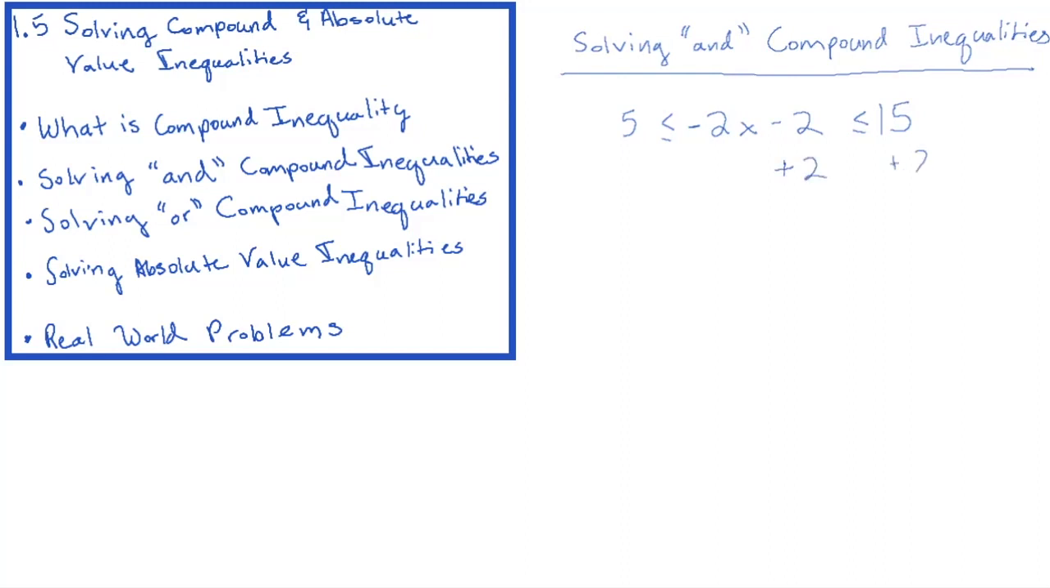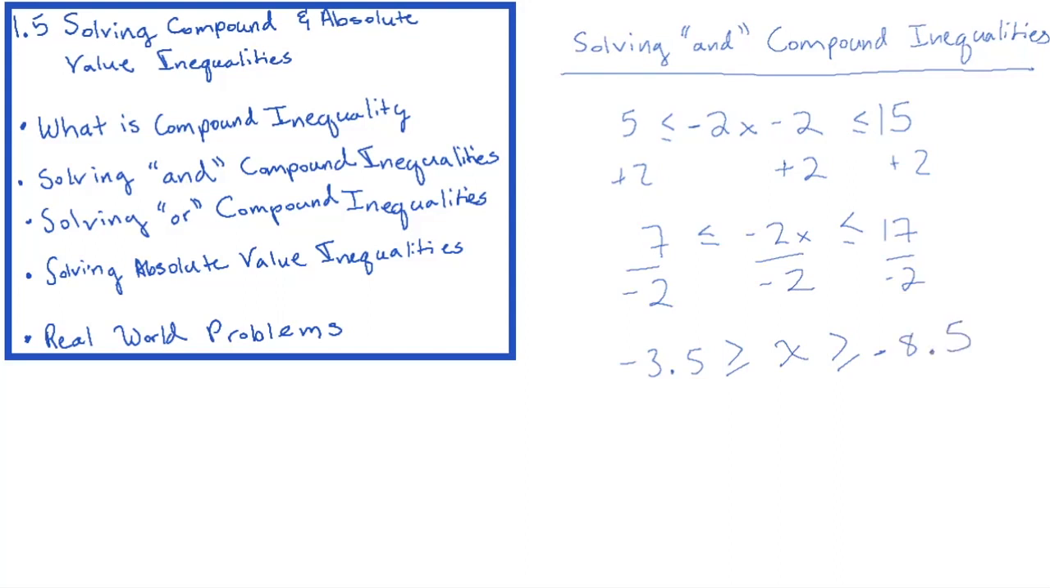So I'm going to add 2 to all sides, which gives me 7 less than or equal to negative 2x, which is less than or equal to 17. Now I'm going to divide everything by -2. Now remember from the last video, what happens when we divide by -2? The signs flip, right? And we talked about why that is. So 7 divided by -2 is -3.5, and the sign now flips. This is just x, sign flips, and you're going to have -8.5, which makes sense. If it was the other way around, 8.5 is not bigger than 3.5.